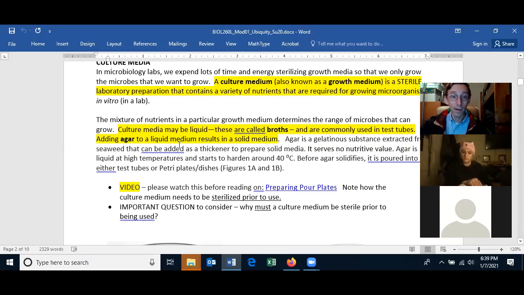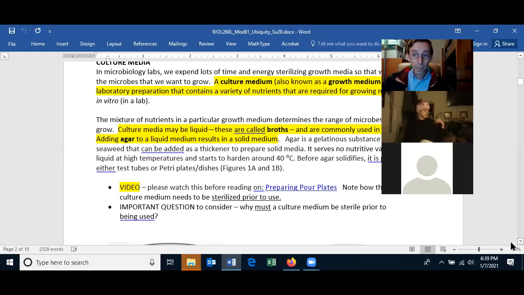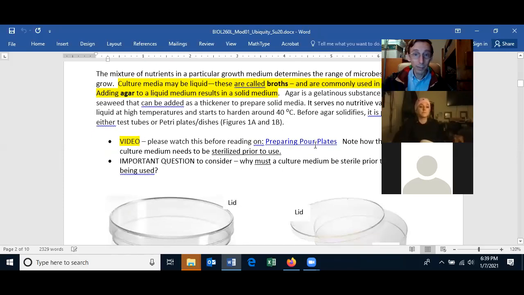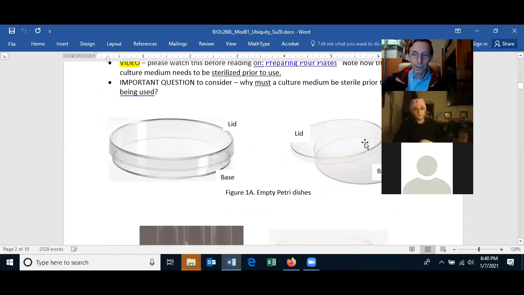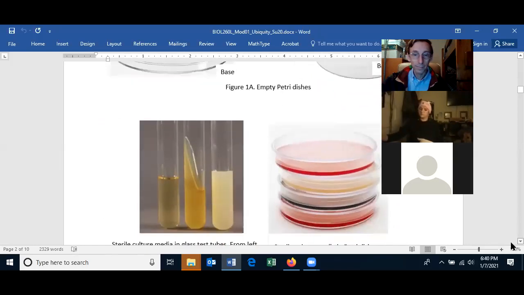You can add agar to a liquid media to result in a solid medium. And so we also have our growth mediums, culture mediums, sometimes solid. And usually it's because we've added agar to it to make it a solid. So you're going to be watching a video on preparing pour plates. Watch that video. And there's a few questions for you to answer there. That's just not turning in, but just for you to answer.